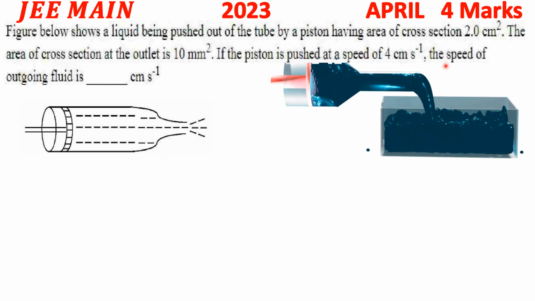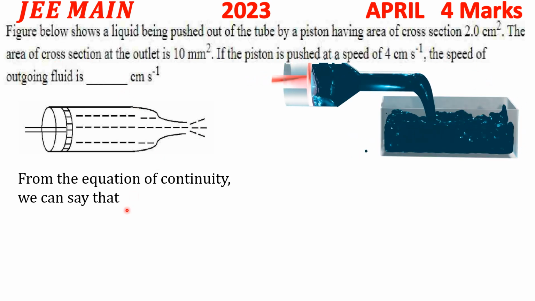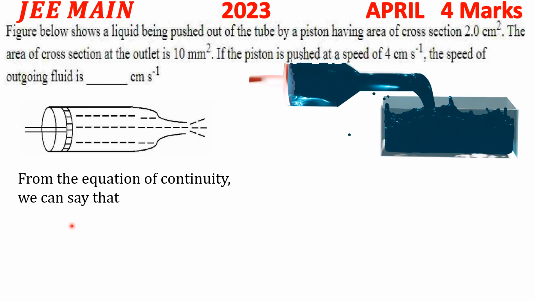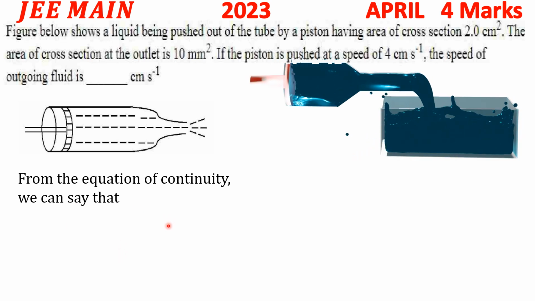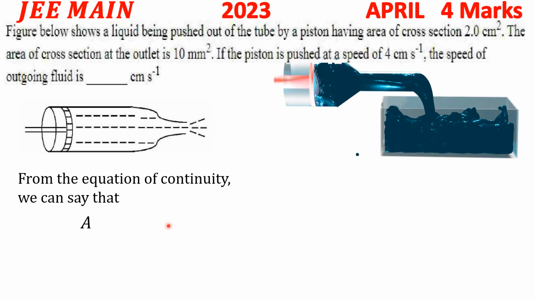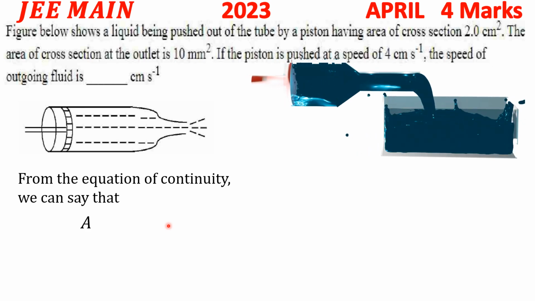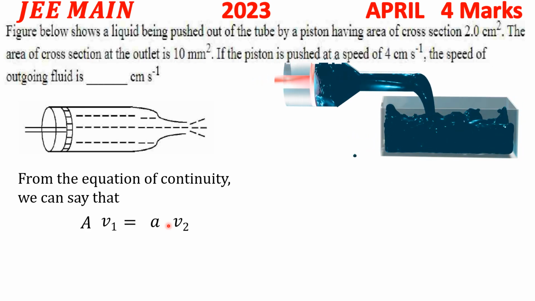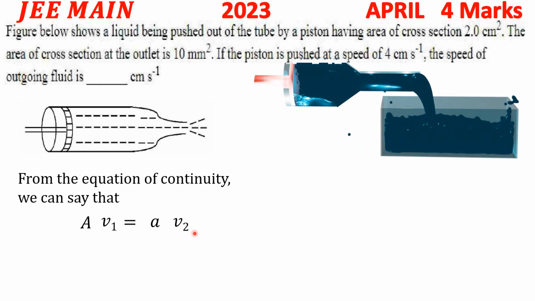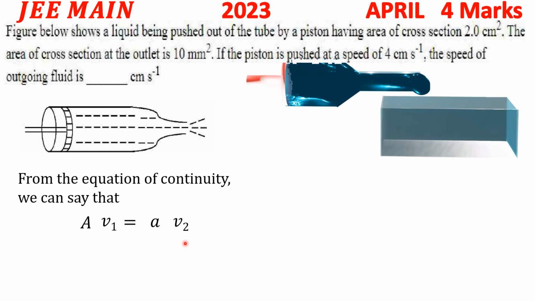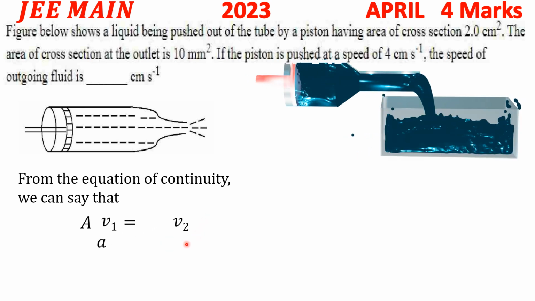To find out the speed of outgoing fluid, we can use the equation of continuity. That is, the equation of continuity says area of cross section at the inlet into velocity of the fluid, that is speed of the fluid at the inlet, is equal to area of cross section at the outlet into speed of the fluid at the outlet. V2 is the question, so we have to rearrange the equation. We get this one.